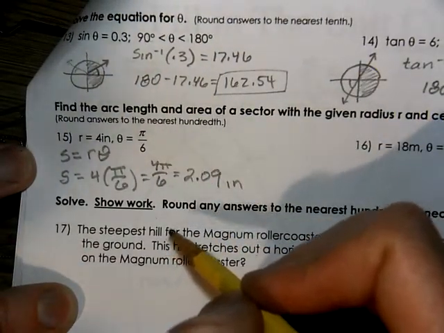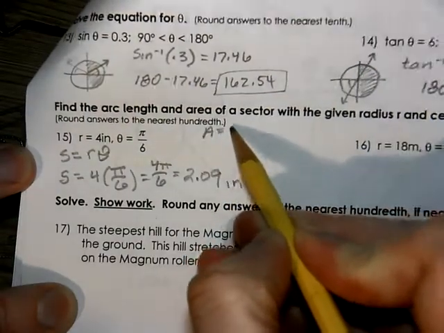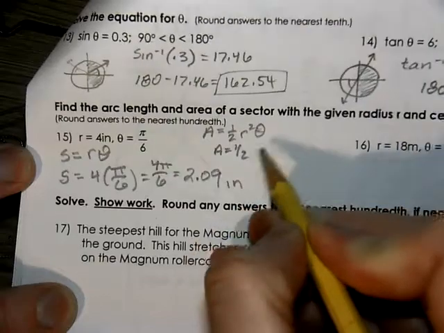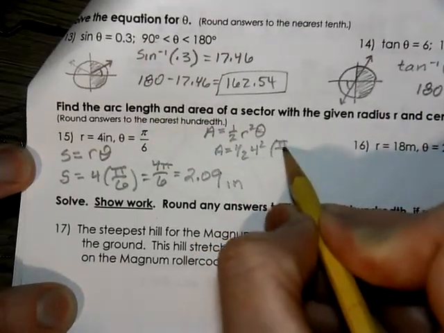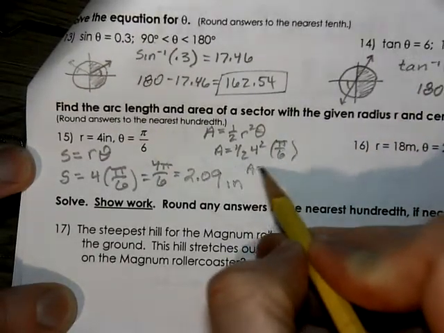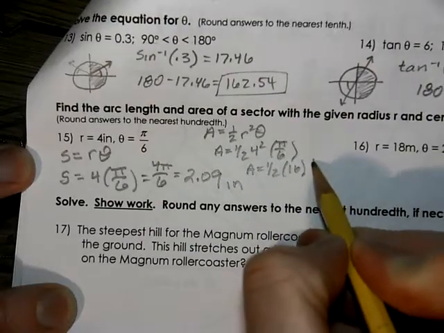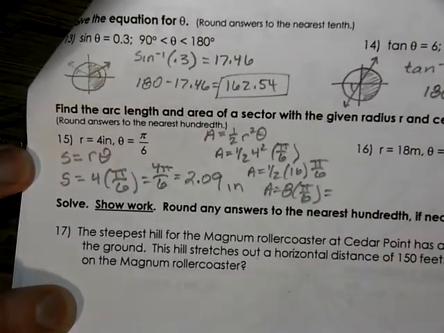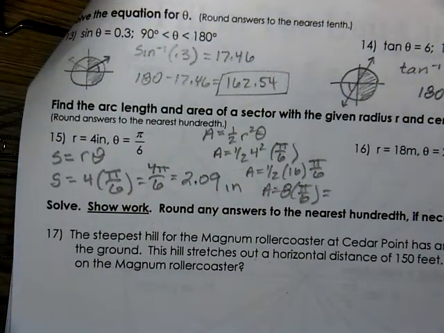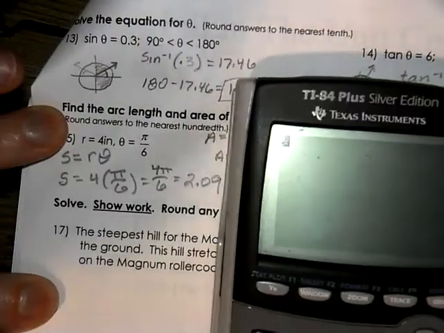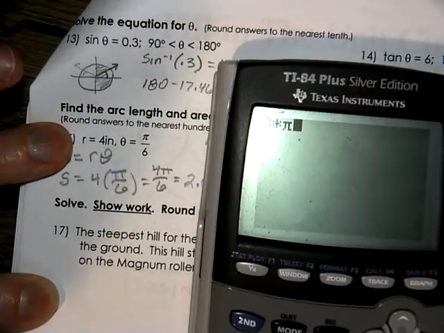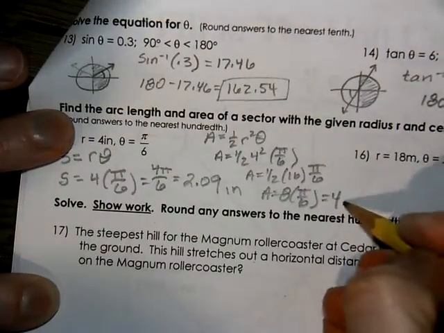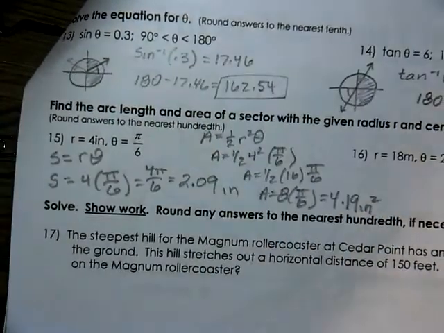The area of this sector would be half of r squared theta. So the area equals half of 4 squared times pi over 6. So half of 16 times pi over 6, which is 8 times pi over 6, which we could call 8 pi or 4 pi over 3, but remember that's not an angle. So we're going to say 8 times pi divided by 6 gives us 4.19. Those would be inches squared because it's area.